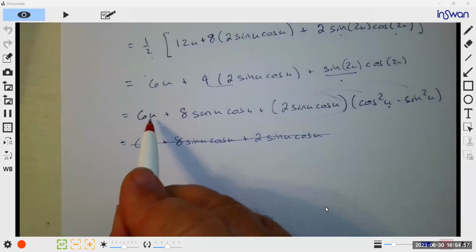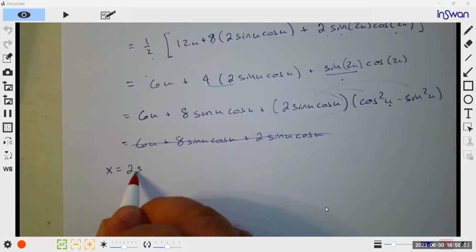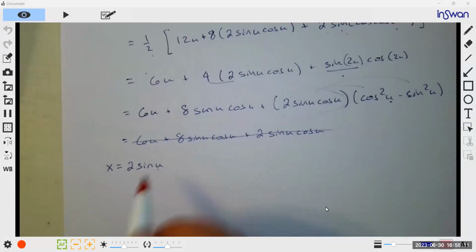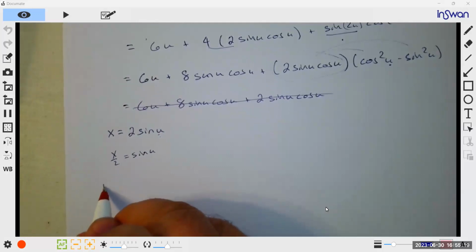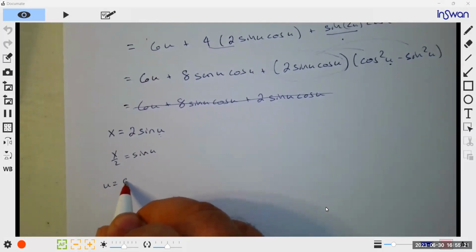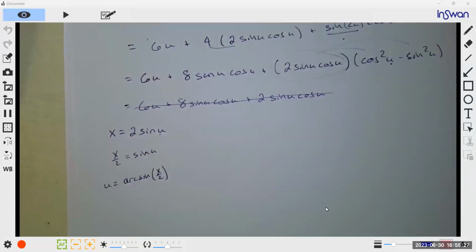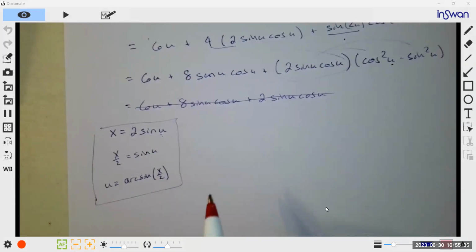So now we have to put it back in terms of x. Remember we said earlier x was 2 sine u. We have to solve for u. So x over 2 equals sine u. So u is equal to the arc sine of x over 2. So now everywhere we see a u, we put arc sine x over 2.